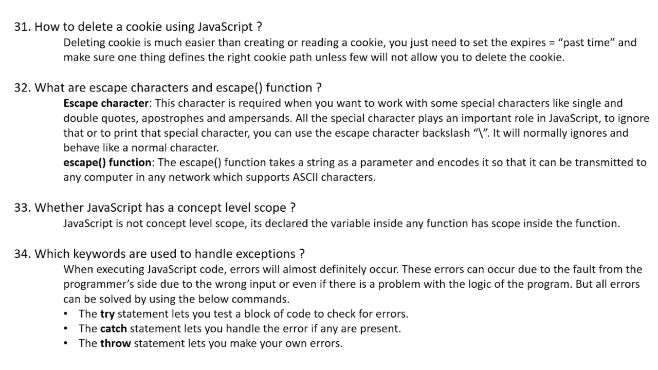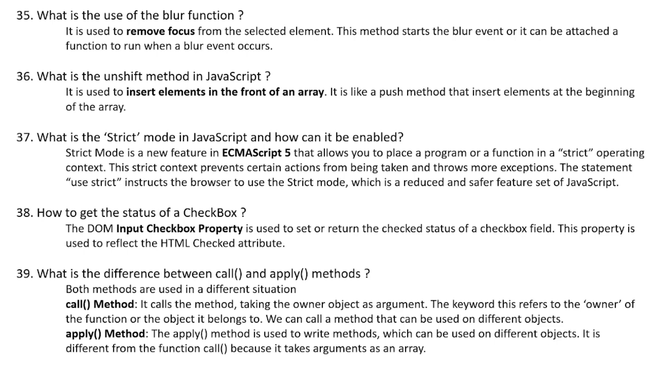Question 35. What is the use of the blur function? Answer. It is used to remove focus from the selected element. This method starts the blur event, or a function can be attached to run when a blur event occurs.